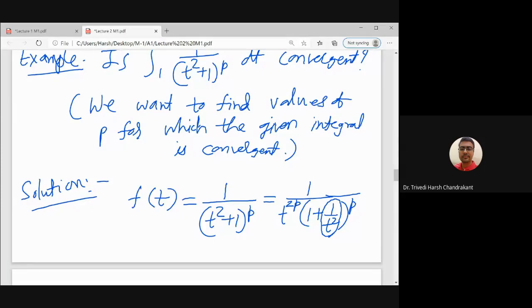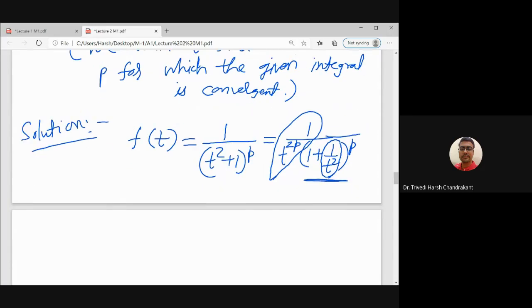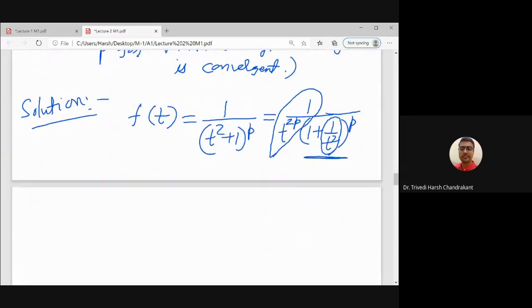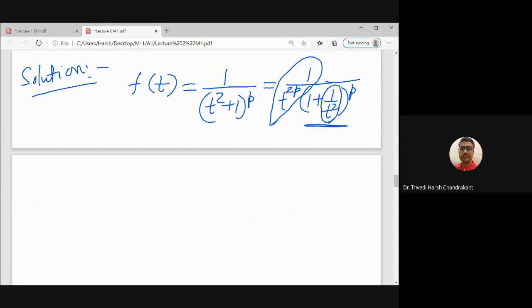So which function will we take as g(t) here? 1 by t to the power 2p. Right. So if I take this function as the g function, and then we take the quotient, then we'll be left with a function that has the limit 1 as t tends to infinity. Right. So that is basically the idea. So here we will take the function g(t) to be 1 upon t power 2p.